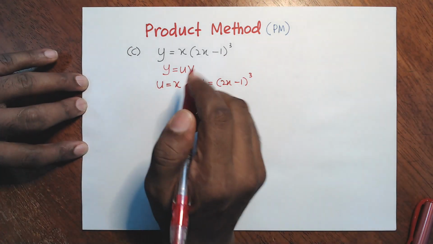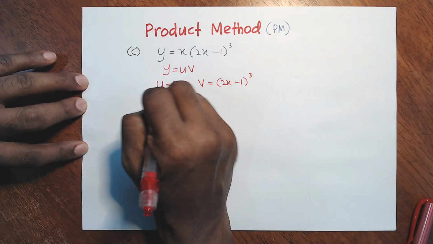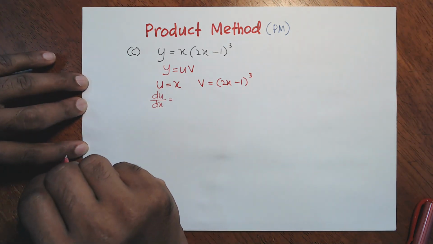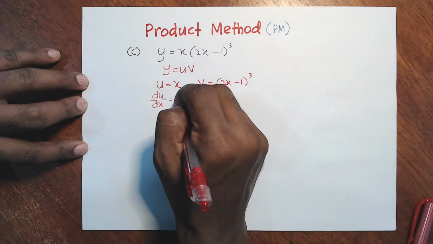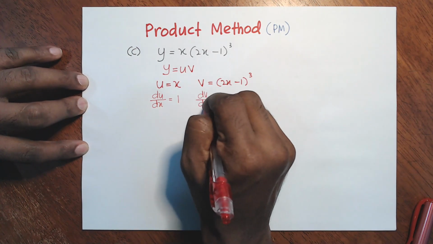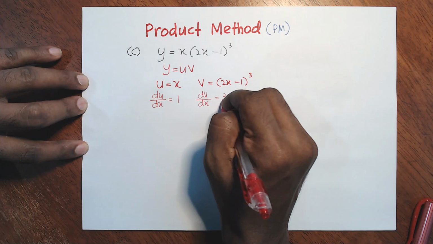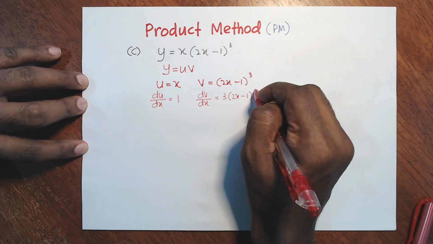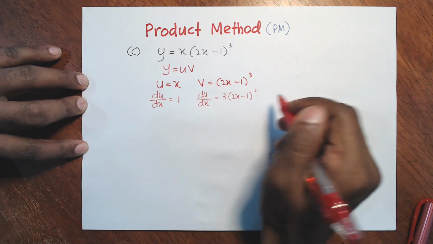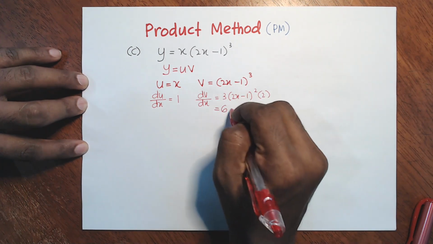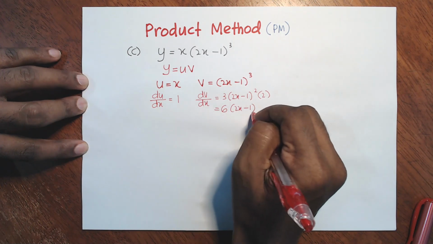See, when u is x, find du/dx. du/dx is just like dy/dx, so du/dx will be 1. Here, find dv/dx. So dv/dx will be 3(2x - 1) to the power of 2. Differentiate the inside, you get 2. So what you get here is 6(2x - 1) to the power of 2.